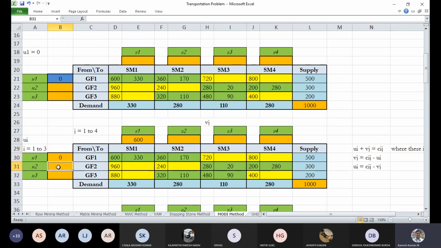Say, for example, if you know U2, you can subtract that from 960 so that you can find V1, right? And similarly, if you know V3 and you want to know U2, you can subtract this value from 280 so that you can find U2. So as simple as that. So this is how the values work, right?